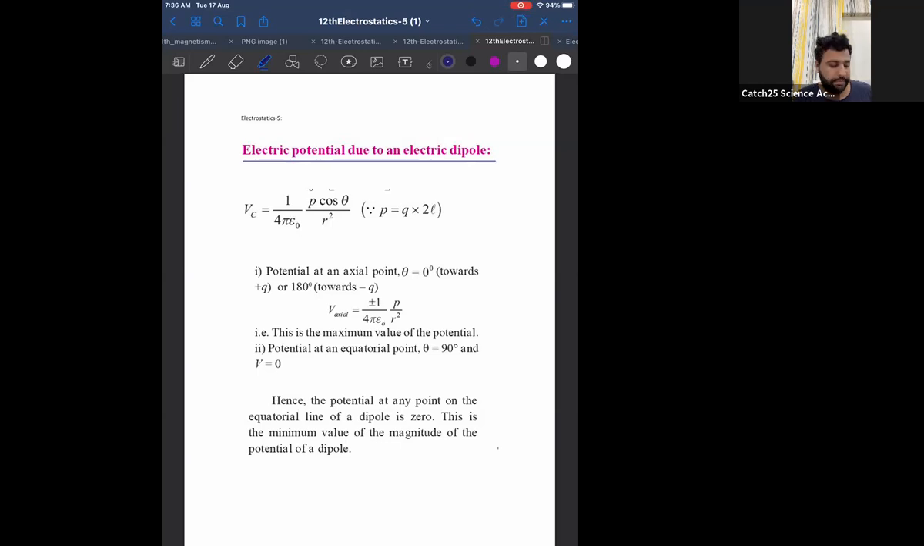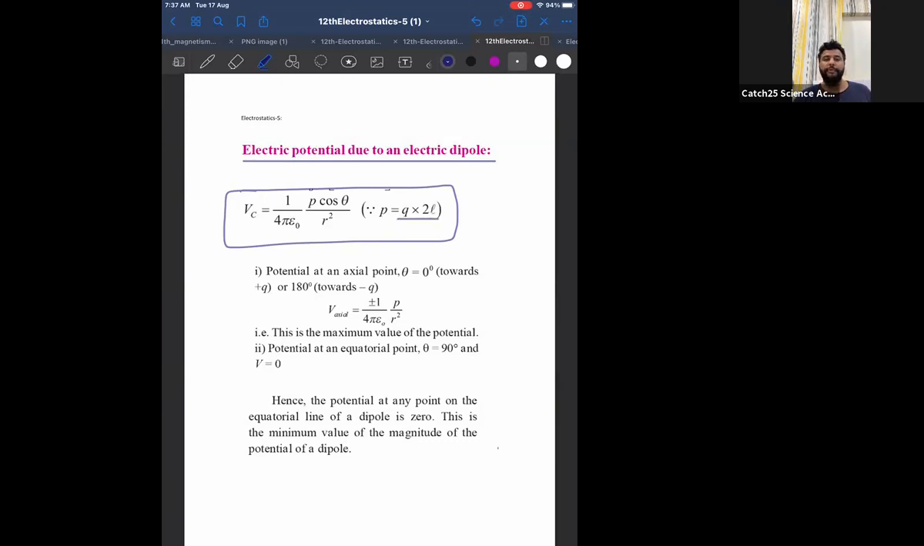Now look at the formula. You directly have the formula. Electric potential due to an electric dipole is V equal to 1 by 4 pi epsilon naught, P cos theta by R square, where P is your electric dipole moment, what you have studied in 11th standard. And the formula for P is Q into 2L.